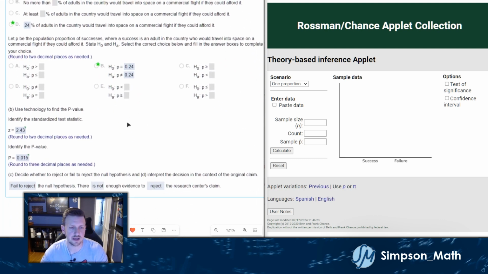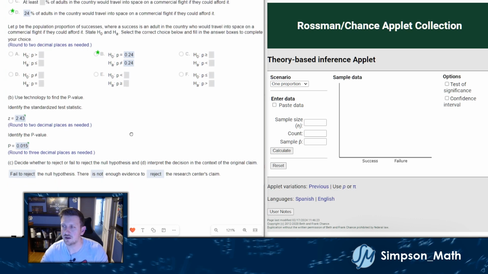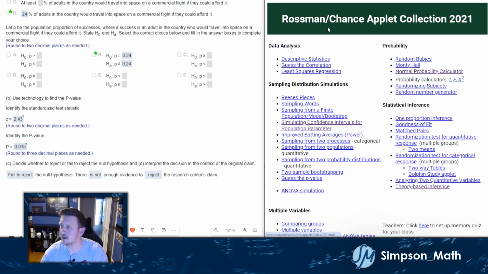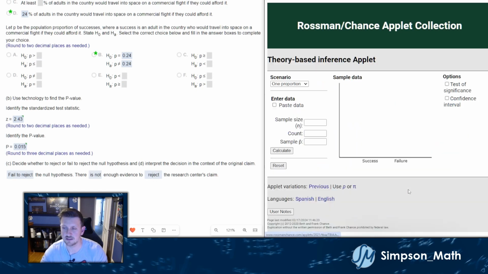So let me show you how we can quite easily use our Rossman Chance applet, our theory-based inference applet, to get this. If you're in our Rossman Chance list, it's down here in the bottom right corner, theory-based inference. Earlier you saw a screenshot of the normal probability calculator. That's here, moving my mouse so you can see it. But we're going to be down here in the bottom right corner for theory-based inference.